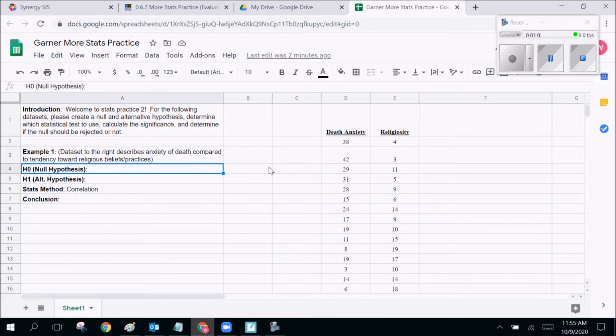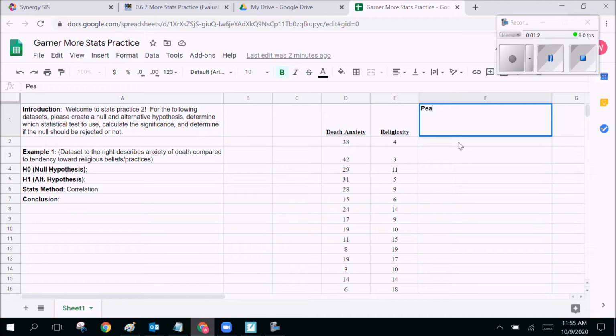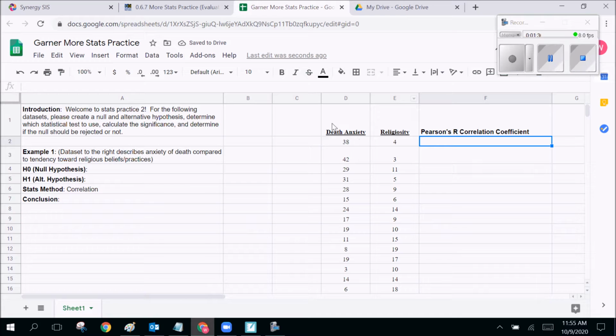We'll come up with our null hypothesis, which is going to be that there is no relationship between death, anxiety, and religiosity. And then our alternative hypothesis, which says that as death anxiety increases, religiosity might increase as well, or whatever you think is going to happen. It's really up to you as to what you want your alternative hypothesis to be. In order to calculate a correlation, we're going to go ahead and calculate Pearson's R, correlation coefficient. It is essentially just a statistic that is going to tell us whether or not these two variables, death, anxiety, and religiosity, are correlated and whether they're going to be positively or negatively correlated.